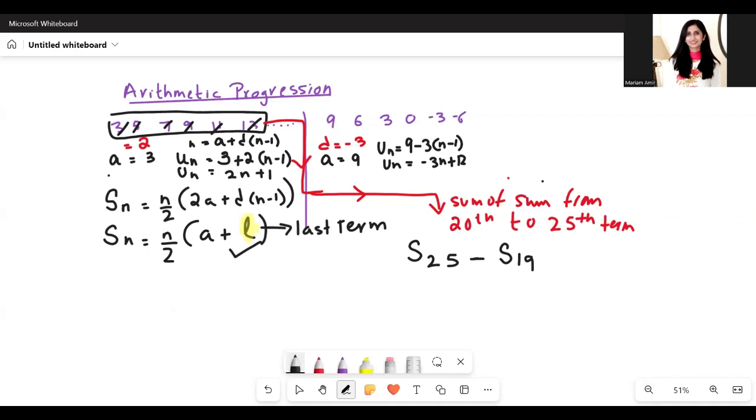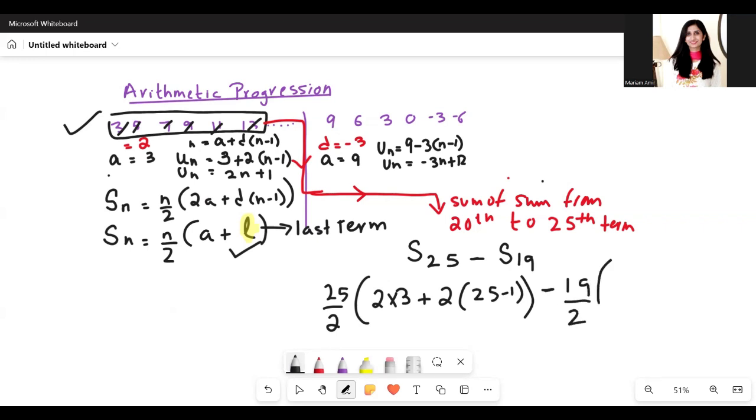So the sum of the first 25 terms would be the same as before, 25 over 2 times, by the way, we're still talking about this same series, 2a plus d, which is 2 times n minus 1, which would be 25 minus 1, bracket close, minus 19 over 2 times 2a plus d, which is the same 2 times n minus 1, which is going to be 19 minus 1, bracket close, bracket close. So whatever this is will give you the sum from the 20th value till the 25th value.